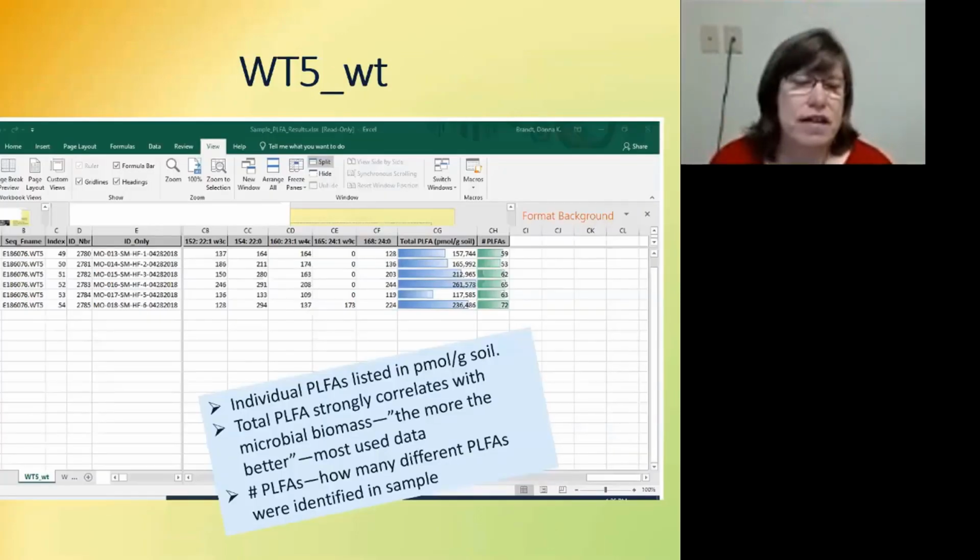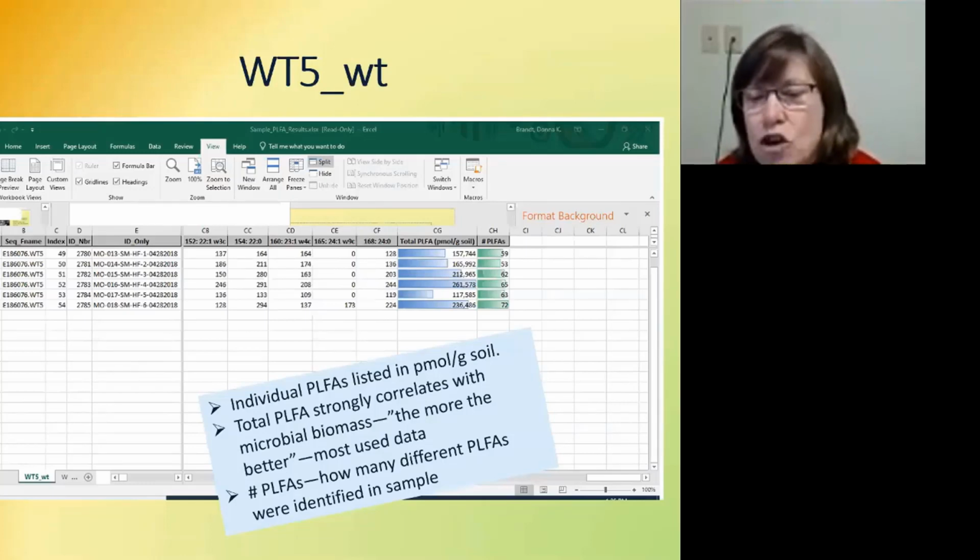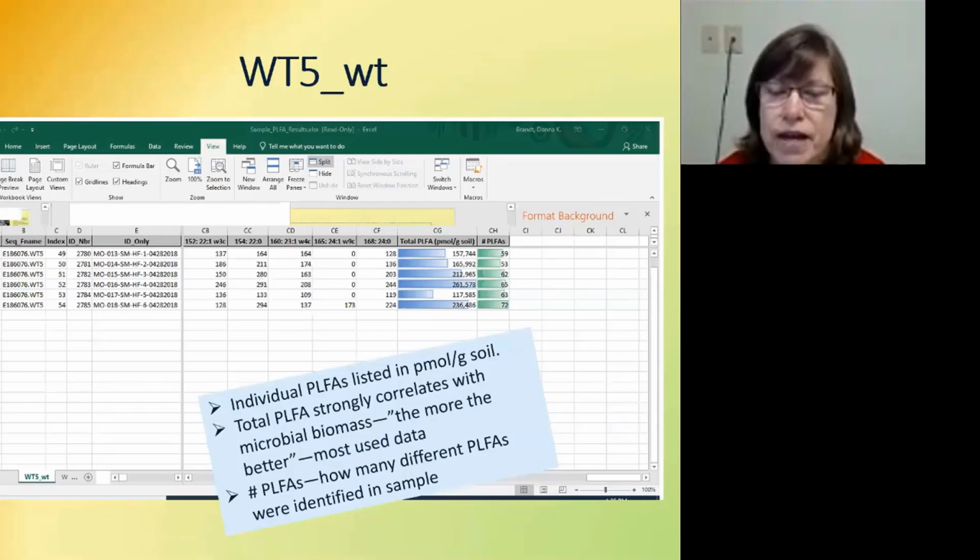So this is to look at it a little bit more in depth, the WT5_WT file. The individual PLFAs have all been listed here in picomoles per gram for each one of them. This is helpful to the clients because while we're using classifications for the different microbial groups, there are different people who do it using different methods. And so if you wanted to, you could sum up your own totals. And we have had clients who have done that.